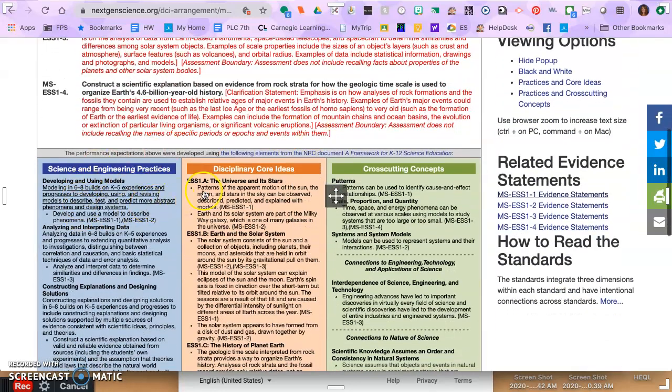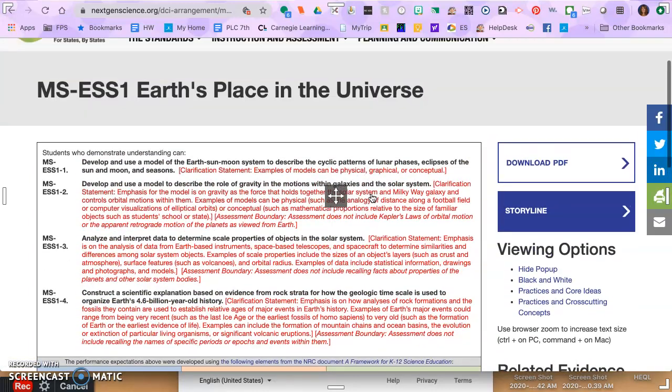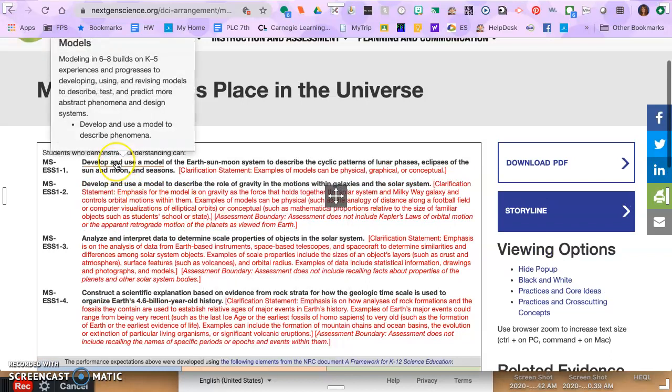Down below, we have the breakdown of the 3 dimensions that come under these performance expectations. But even this one, here it is, develop and use a model. That is the science and engineering practice that this performance expectation is going to be hitting. So when I develop my assessments, it should be around the skill of developing and using a model. So make sure your assessments match the skill that is highlighted in the performance expectation.